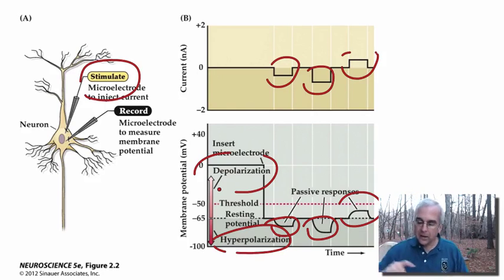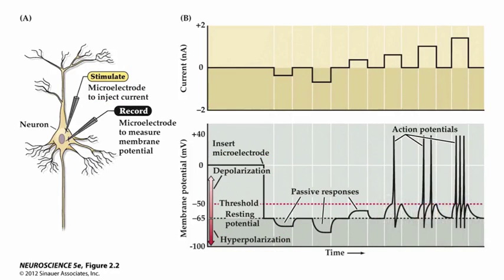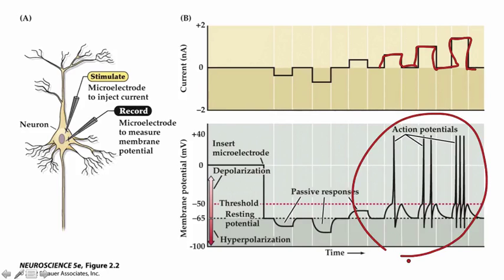Now, let's provide an even stronger positive current into the cell. And we note that with these steps to higher and higher positive current values that are passed into the cell, notice what happens. We no longer just see passive responses, but we see something that looks quite different. We call this an active response. And these explosive, sudden depolarizations of the membrane that look like these spikes are called action potentials.